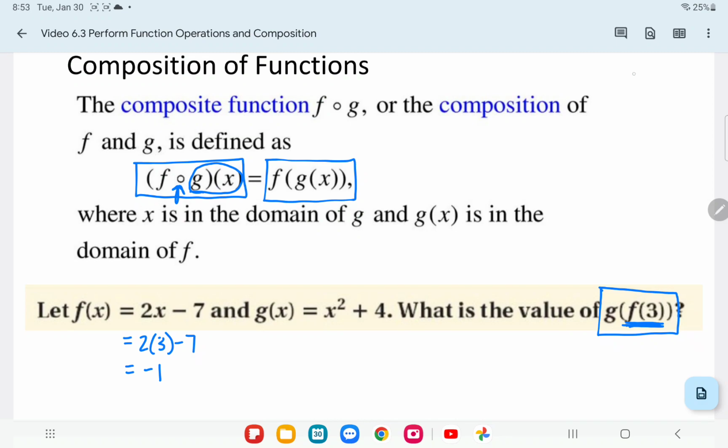So because f of 3 is -1, I'm going to substitute f of 3 with -1. So now we're going to plug -1 into the g function. So I get -1 squared plus 4 is 5. So in total, g of f of 3 is 5. We found f of 3 is -1 and g of -1 is 5.